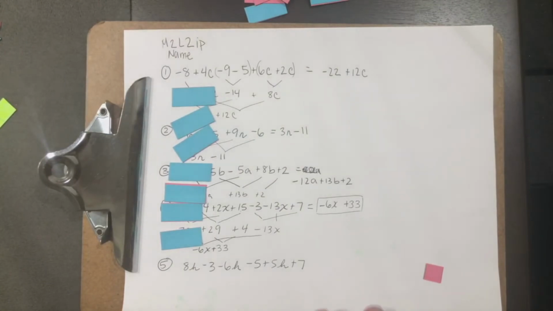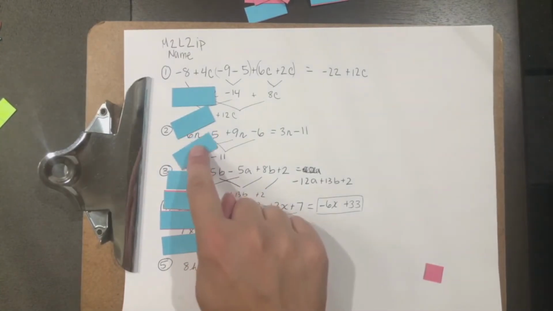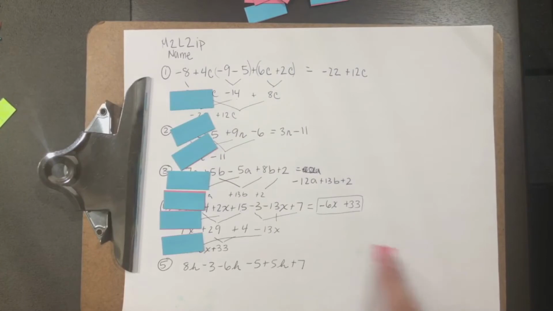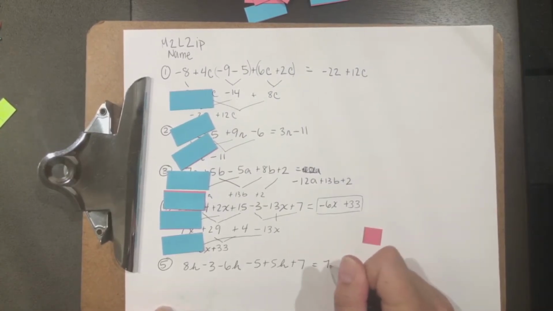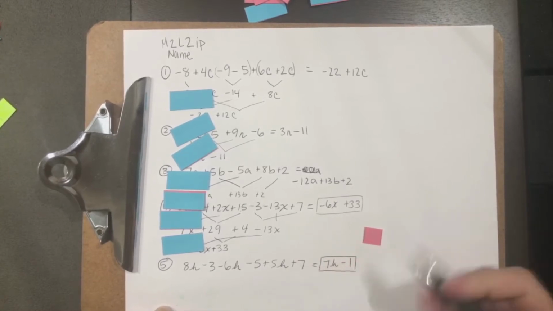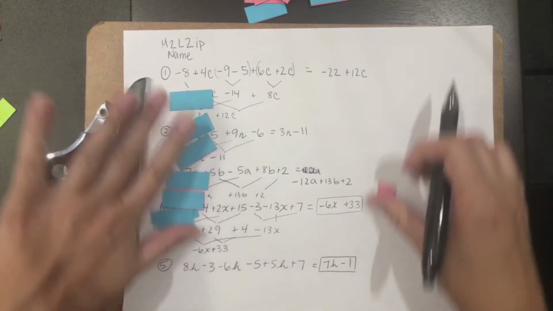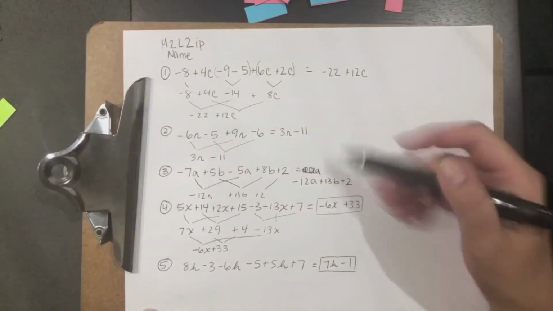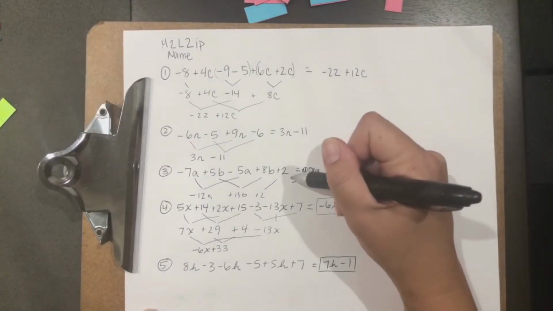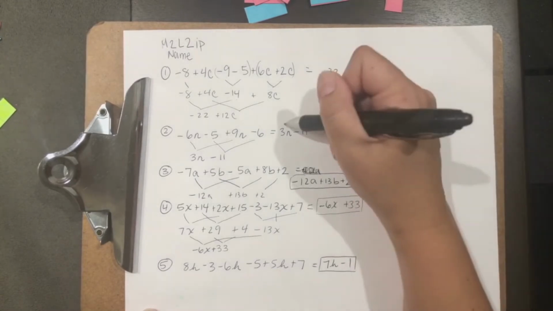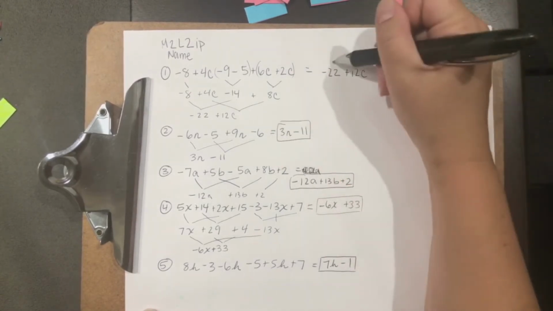So my final answer is 1, 2, 3, 4, 5, 6, 7 H's and a -1. This equals 7H minus 1. And it looks like I forgot to put boxes around my answers. So let me go back and do that real quick.